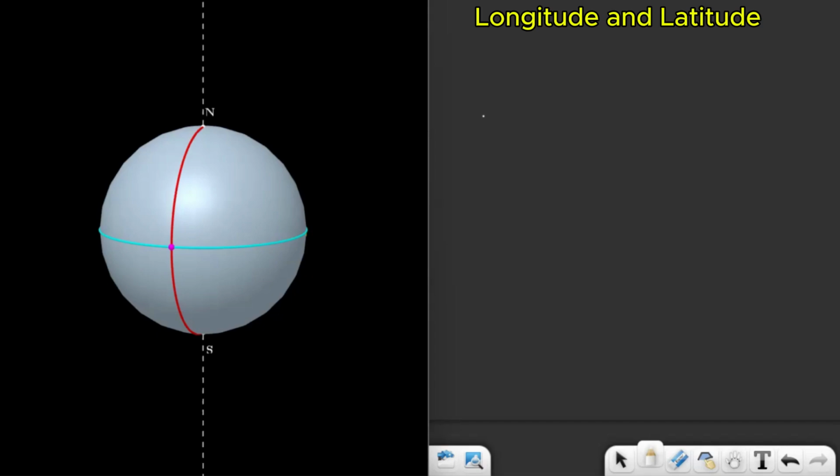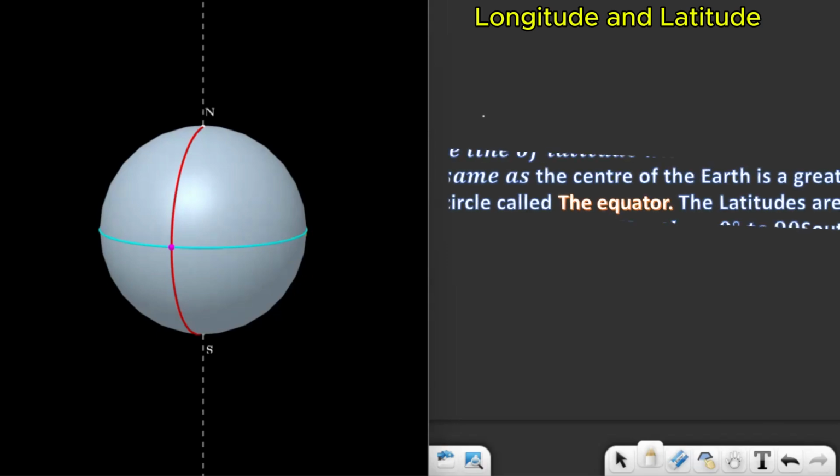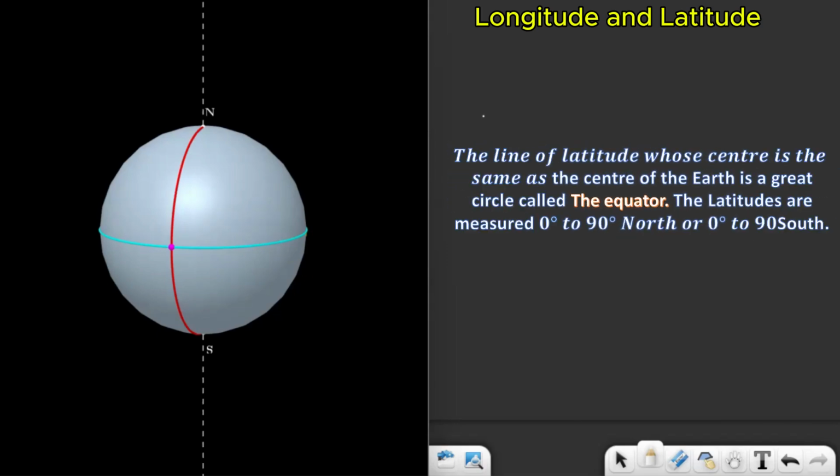And so it's also a reference plane, because from this equator, which is a plane of latitude, all other latitudes are read either to the north or to the south. That is 0 degree to 90 degree north, or 0 degree to 90 degree south. And I'm going to demonstrate this. We have the equator there, and we are going to look at other latitudes.